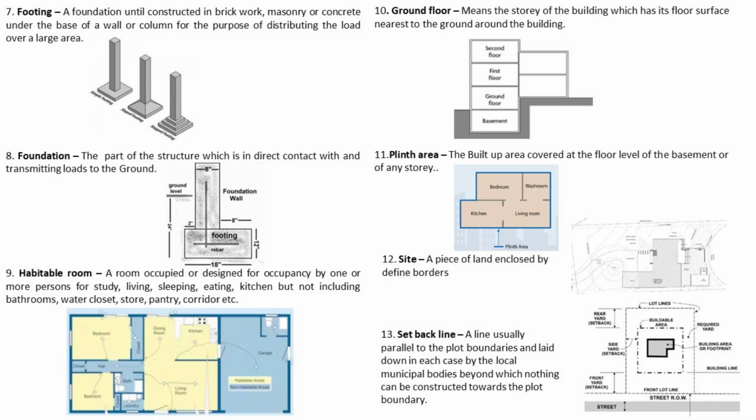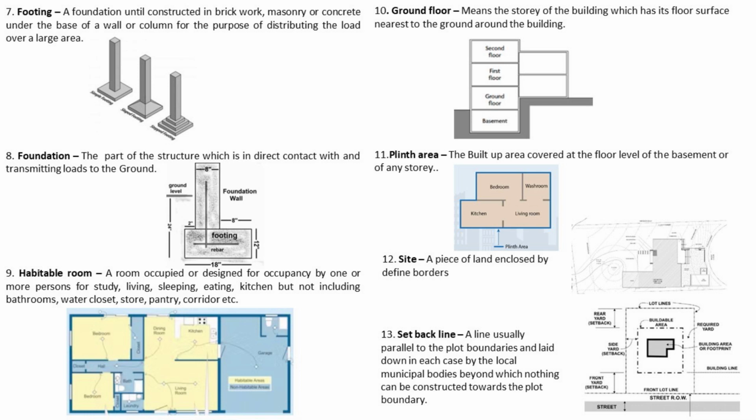A habitable room is nothing but a room that can be occupied by one or more persons for study, living, sleeping, eating, or kitchen, and it does not include your bathroom, water closets, stores, pantries, corridors, balconies, etc. If you see this picture, the yellow part is showing you the habitable space, whereas the blue is showing you the non-habitable space.